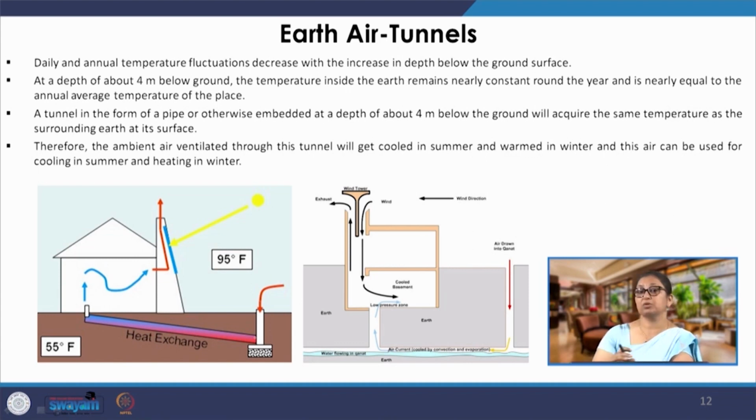So, what we are going to do is that, for example, if this is the building plan, this is where the building is, then we will have a tunnel.